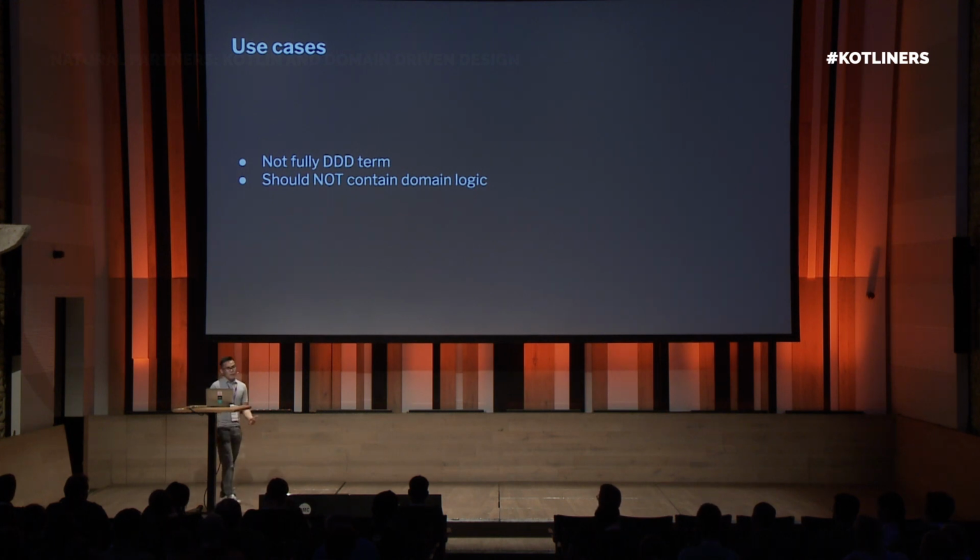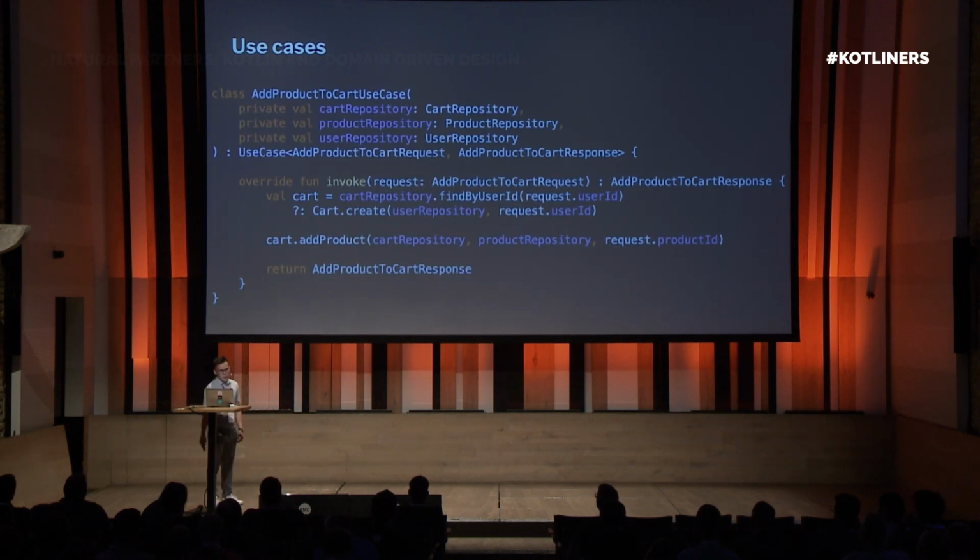And I think it makes sense at this stage of working in a domain-driven design way at N26 that use cases actually make sense. So as I promised, an example of a use case would be the add product to cart use case. When you invoke it, we try to find the cart by the user ID. If the cart is not found, we just create a new one, and then add the product to it.